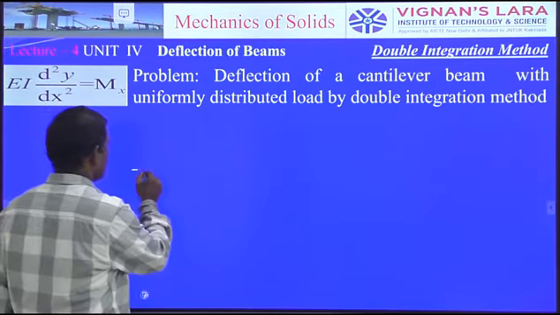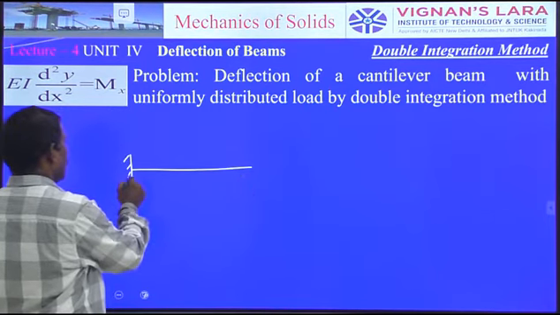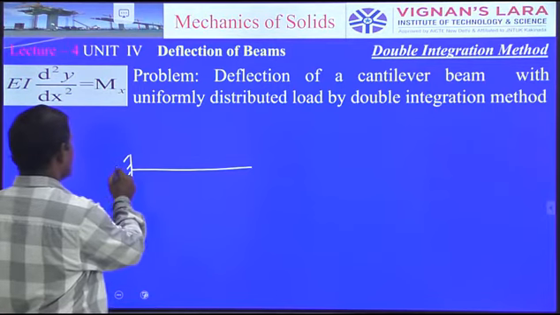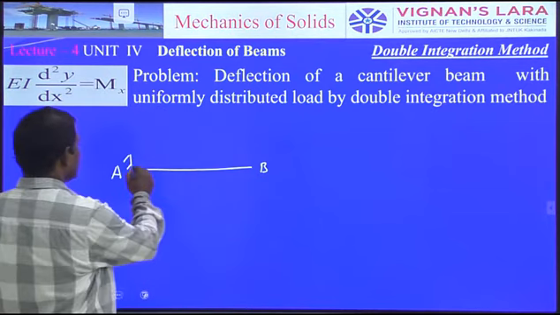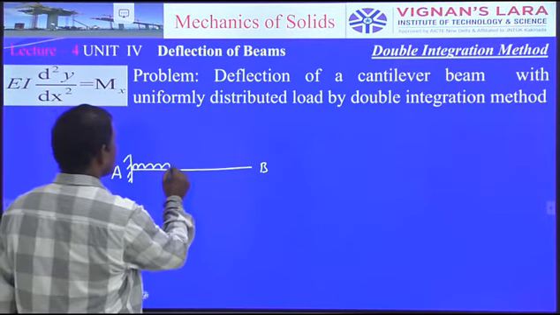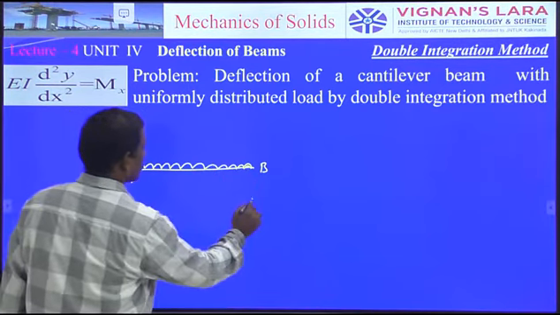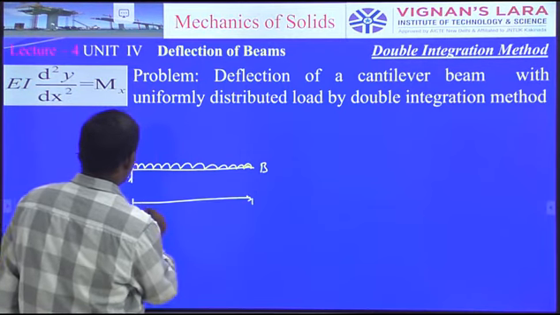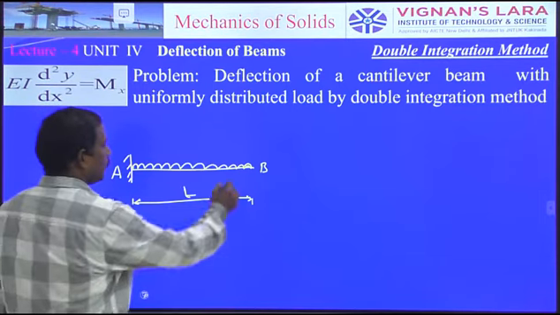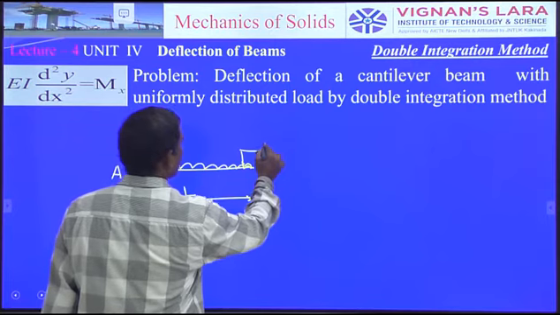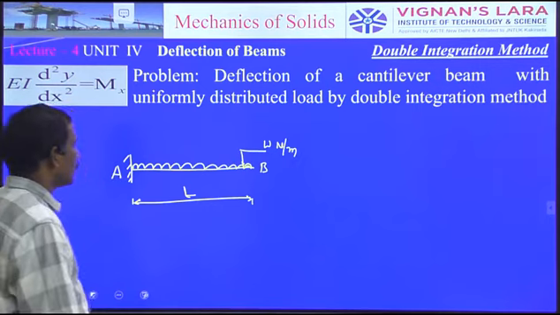cantilever beam. This is a cantilever beam. At one end it is fixed, say that is A, and the other end is free at B. The beam is subjected to a load uniformly distributed over the entire span. This is the entire span. The overall length of the beam is L, with intensity of loading w Newton per meter. This is the given problem.